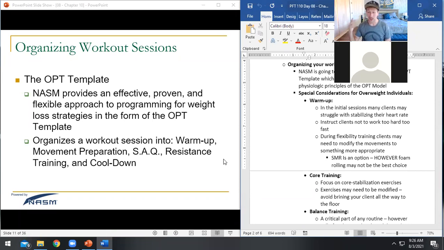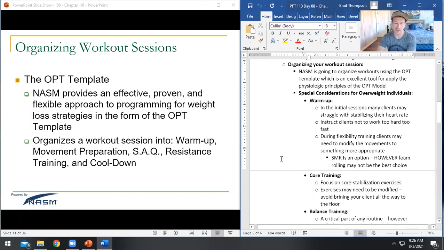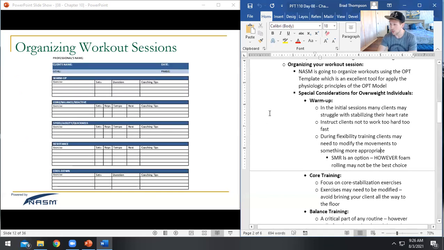Yeah, so I know right away, I'm going to sit down and be like, all right, let's write you a workout. I pull out a sheet: SMR, calves, static, wall calf stretch. Boom. Two things picked out instantly based on my client's posture. So we're going to organize using the OPT template. It's going to break things down into the warm-up section, the movement prep section, the SAQ section, resistance training, and cool down. We're not necessarily going to use all of it, but we can use all of it, right?